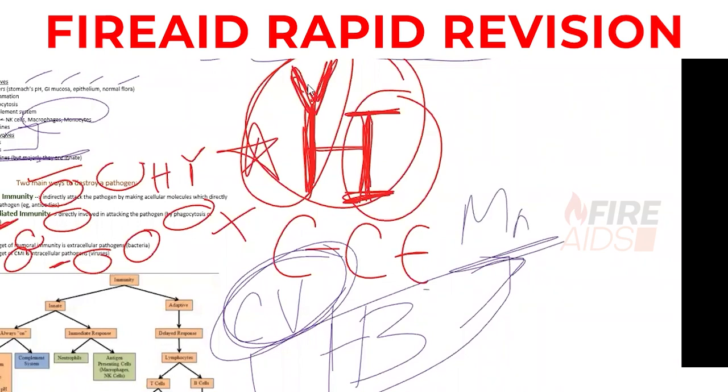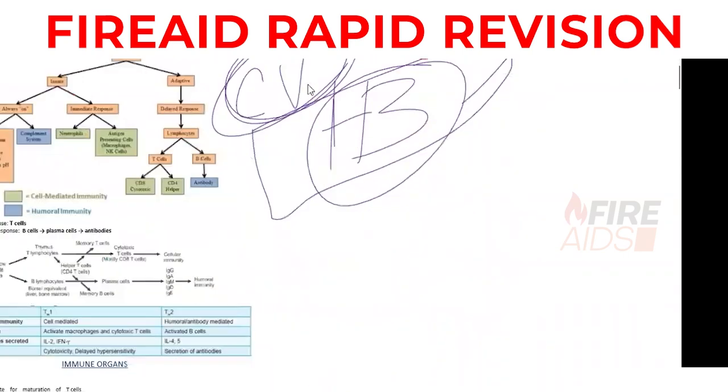So humoral means bacteria. Cell mediated means viruses. They attack the viruses. So that's the primary target.